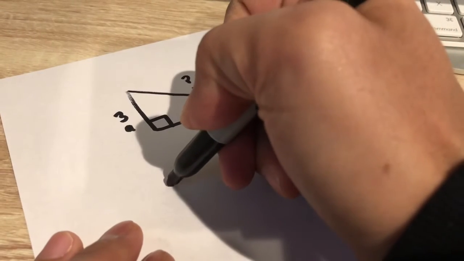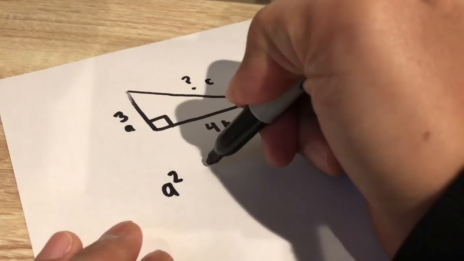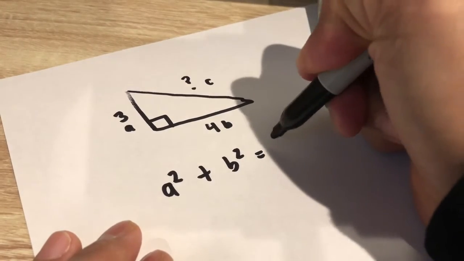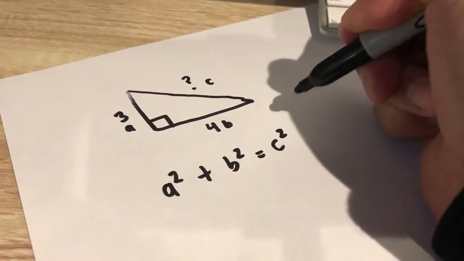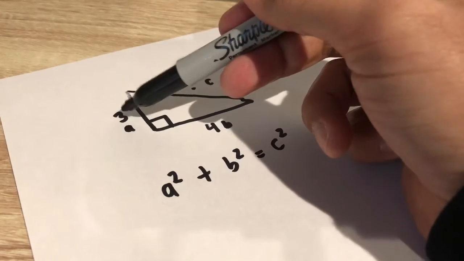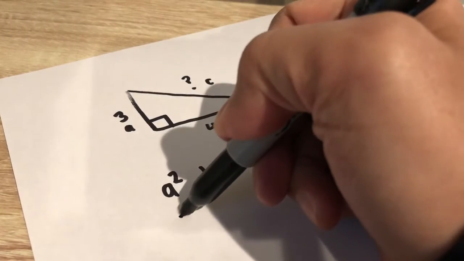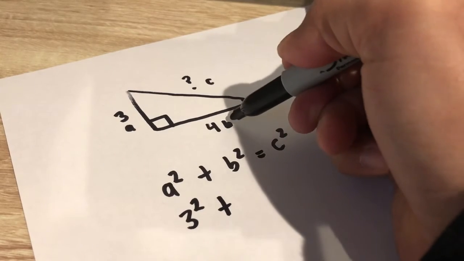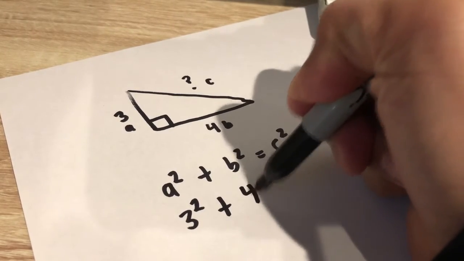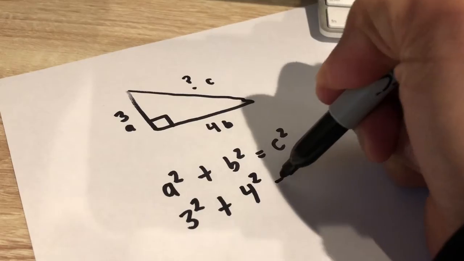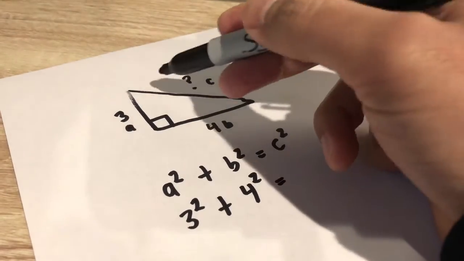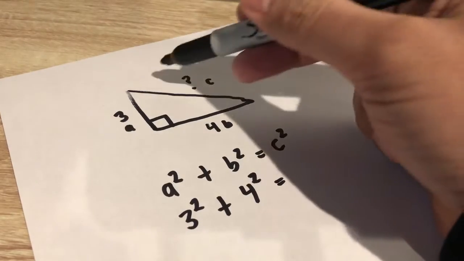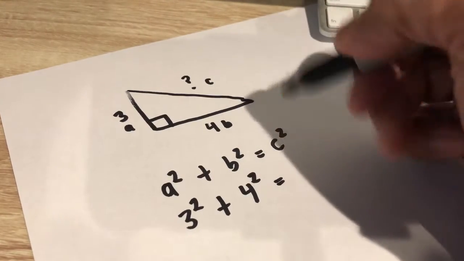So for example, this is the Pythagorean theorem. A squared plus B squared equals C squared. And if we take side A, which is 3, we put it into our equation, and we take side B, which is 4, and we square that, and we leave this as the unknown. So side C, the hypotenuse, is the side we're trying to figure out. So we don't do anything there. We just write C squared.